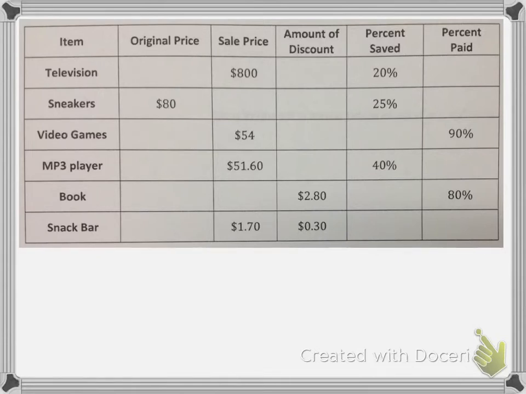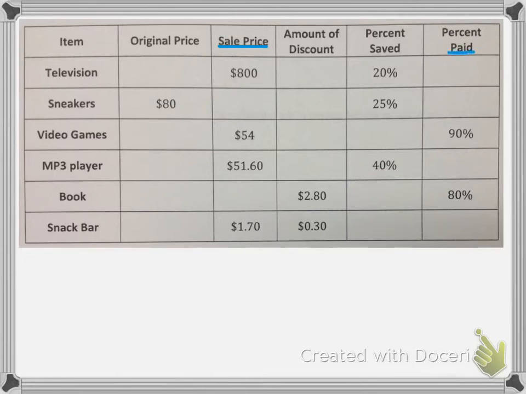So starting out, I want to make sure that we understand that we have some things here that are related. What we have here that's related is the sales price, which is a part that we pay. It's the amount that is going to be paid after the discount is taken away. So sales price is an amount that we pay. And so is the percent paid. That's an amount that we pay.